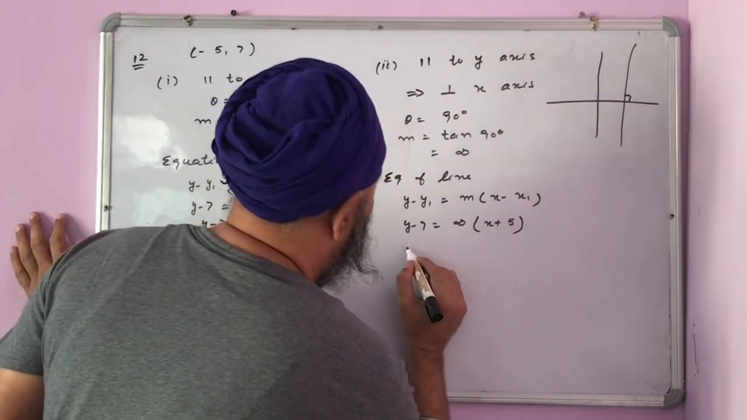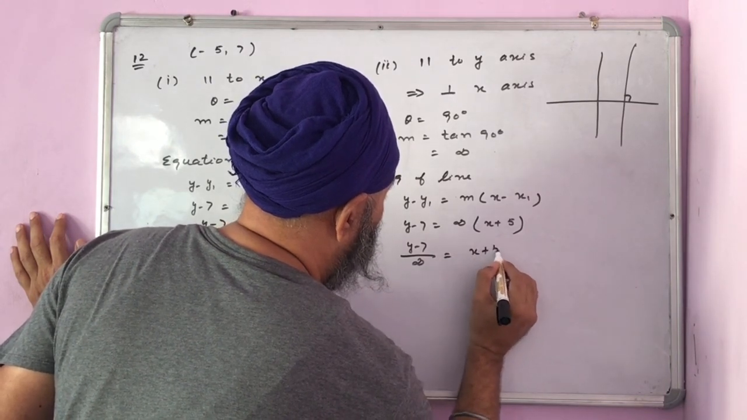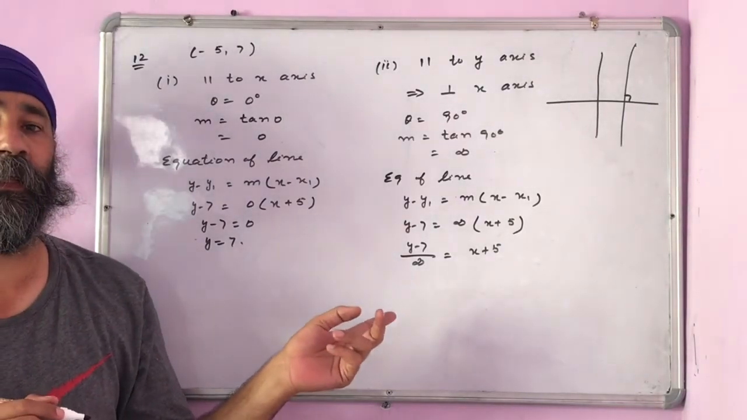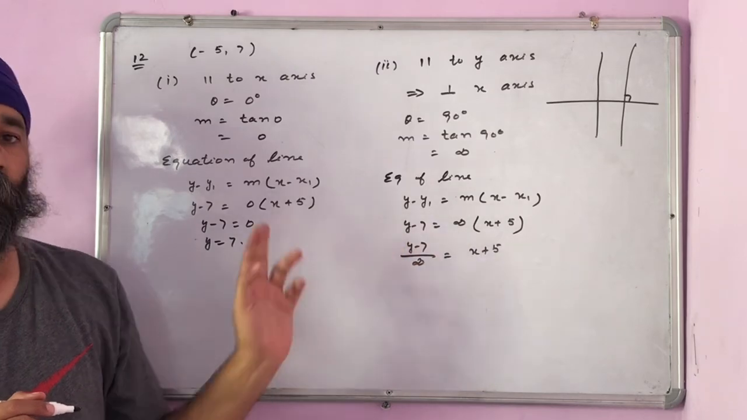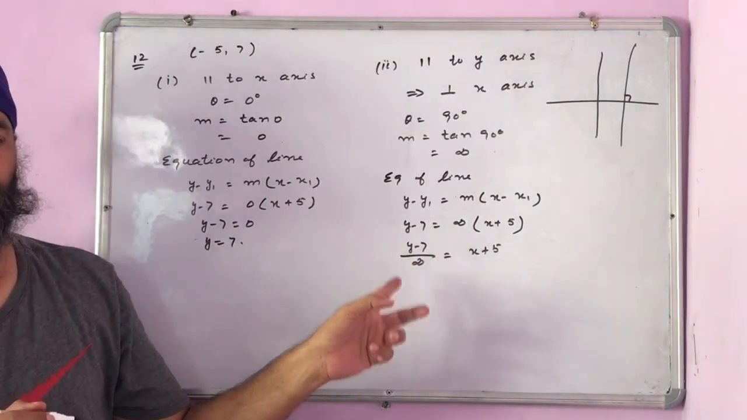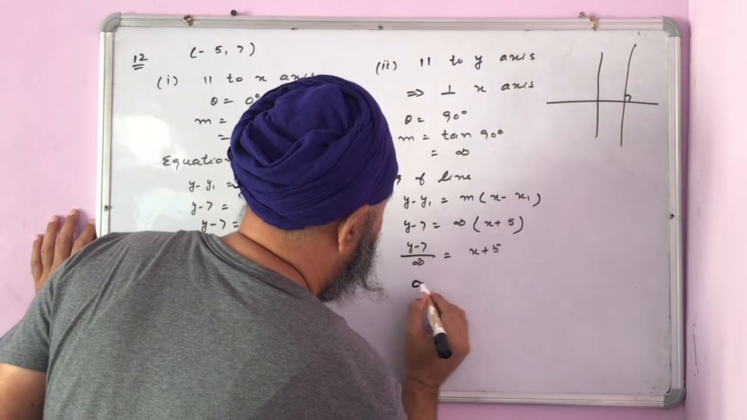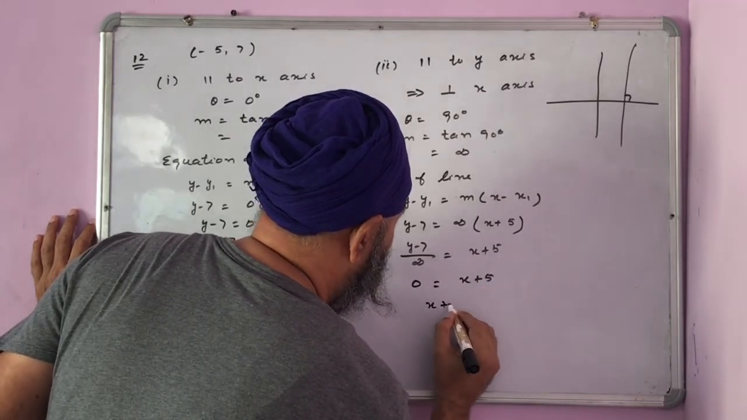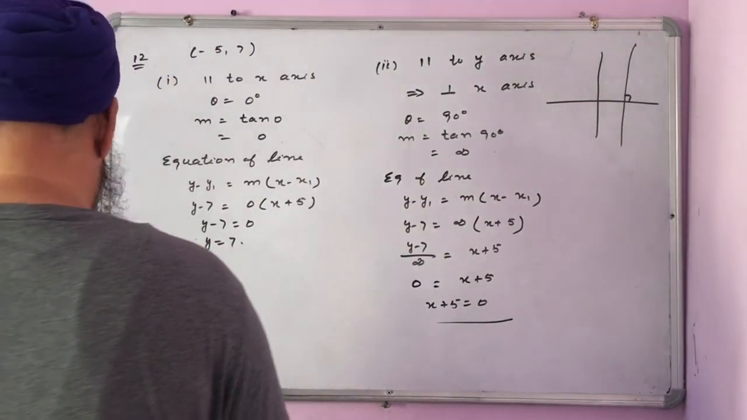Then infinity will get divided here, with x plus 5. Remember that, note this point carefully, anything divided by infinity is equal to 0. So it is 0, x plus 5, so x plus 5 is equal to 0 is the required equation.